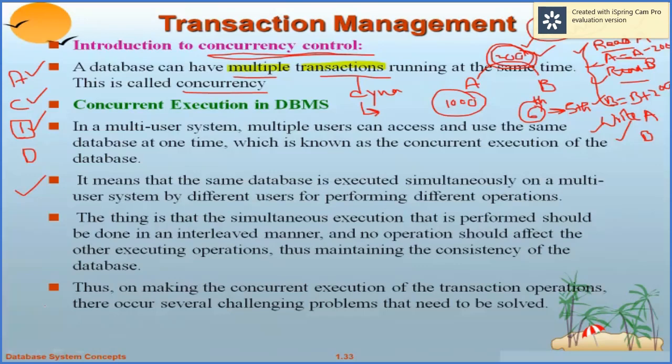let's look into the explanation present over here. In a multi-user system, multiple users can access and use the same database at one time, which is known as concurrent execution. That is what I said. Handling of multiple commands by multiple users in a multi-user system is called concurrent execution. So the same data is being executed simultaneously by a multi-user system. So now tell me, is this concurrency an advantage or disadvantage?